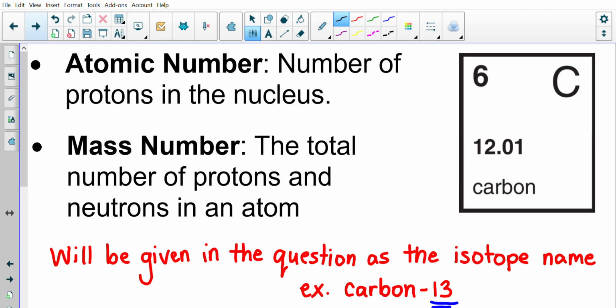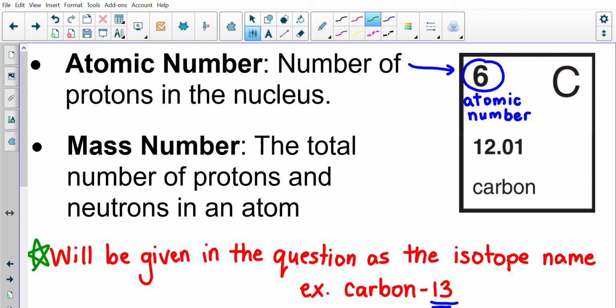Okay, so as I mentioned earlier, this number right here that I'm circling in blue is the number of protons in the nucleus. That number is also called the atomic number. So in Physics 30, when you need to know the atomic number for something, you look on the periodic table. And there is a periodic table posted up on D2L for you. The mass number is the total number of protons and neutrons in an atom. Now, the mass number actually does not come from the periodic table in Physics 30, and I'll explain why in a second. This is where it comes from.